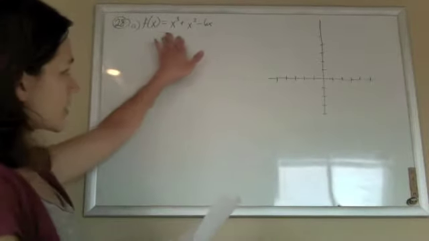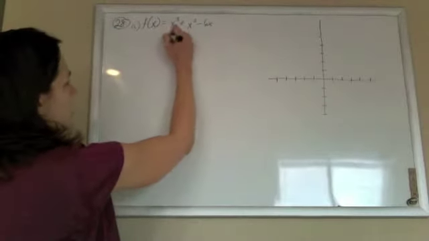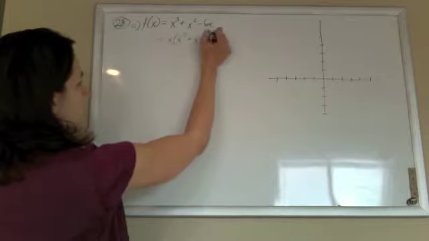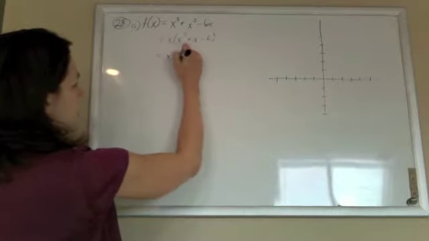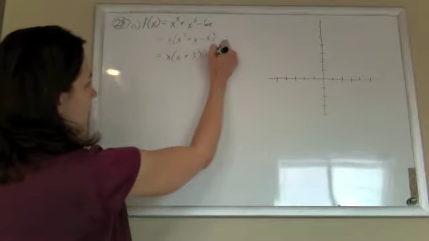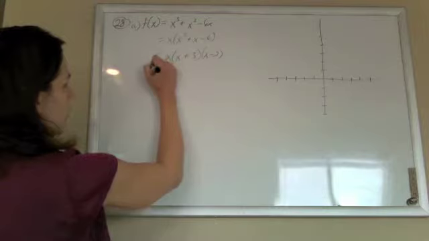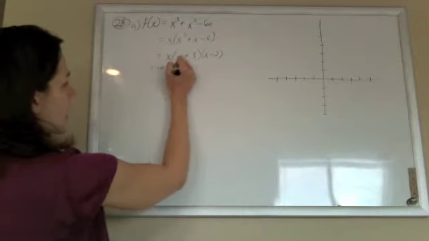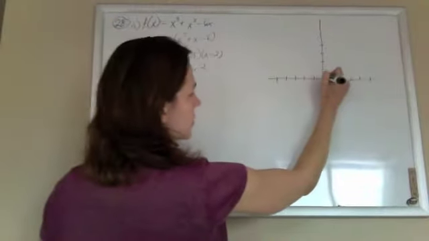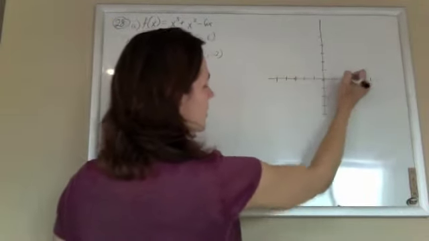Alright, so they want us to graph this thing. So I'm going to start by factoring it to see where my zeros are. So x squared plus x minus 6, that's x plus 3, x minus 2. So I have zeros, or x-intercepts, at 0, negative 3, and positive 2. So 0, negative 3, positive 2.